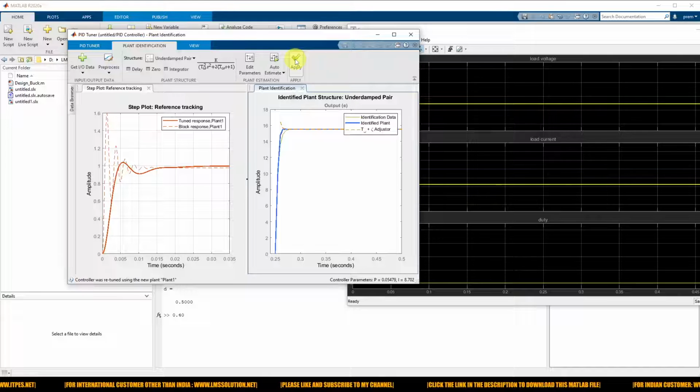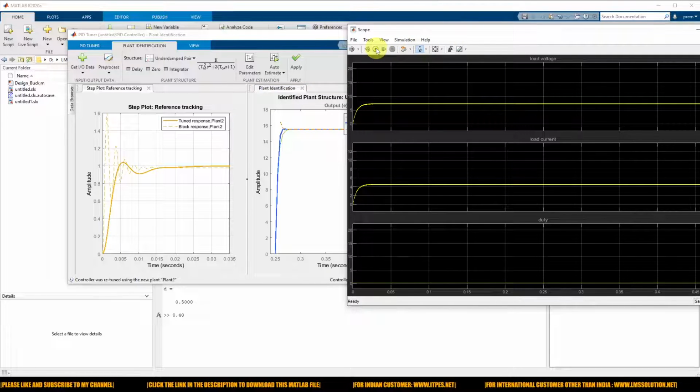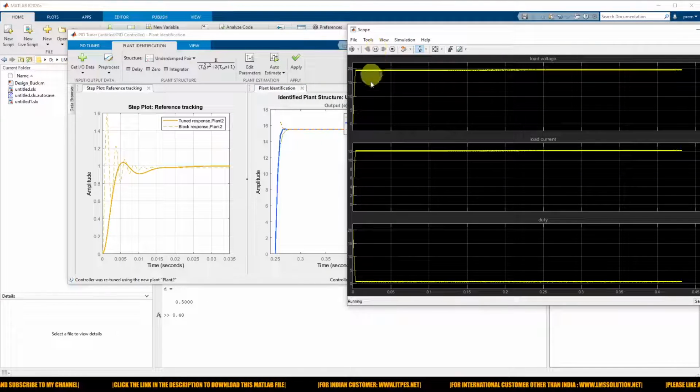I am satisfied with that plant parameter, so I'm going to apply this one. After applying, you can see here the dotted line is the actual plant response, which we are actually getting from the system. I'm also going to simulate this model. So this is the actual plant response after tuning.